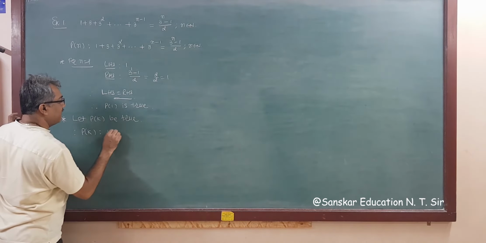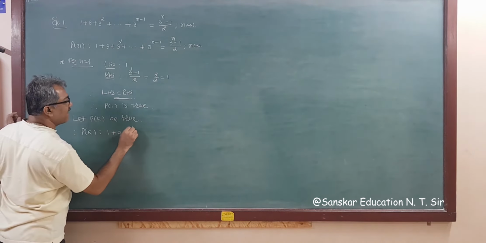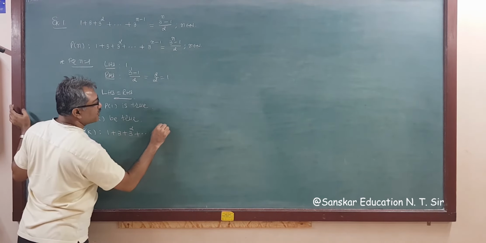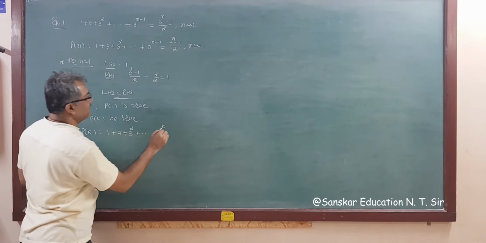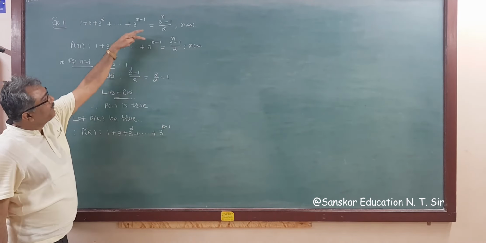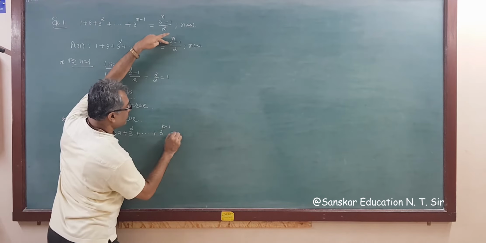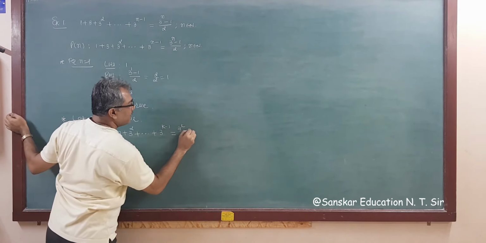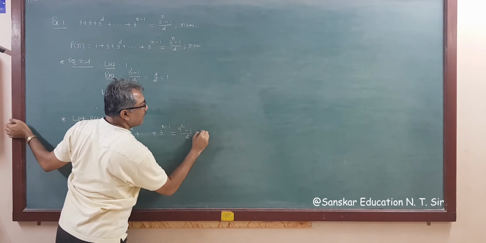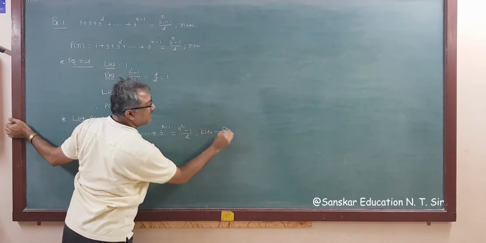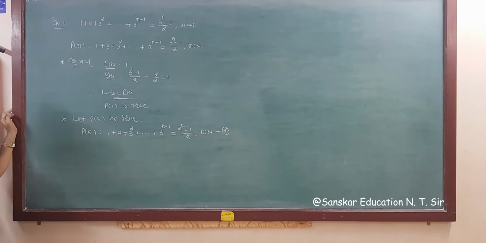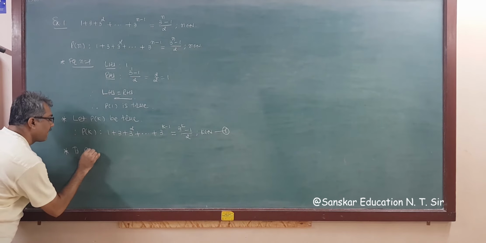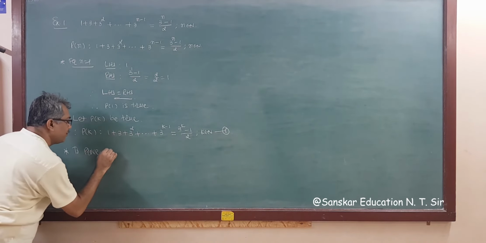What we get? 1 plus 3 plus 3 square plus dash dash dash plus 3 raised to k minus 1, right? Replacing n by k. So is equal to 3 raised to k minus 1 by 2. K belongs to N, and as usual this is result number 1, right? So next step will be to prove, Pk is true.